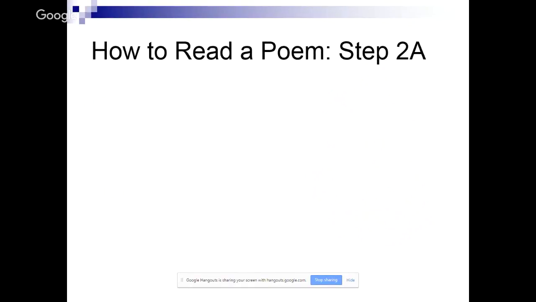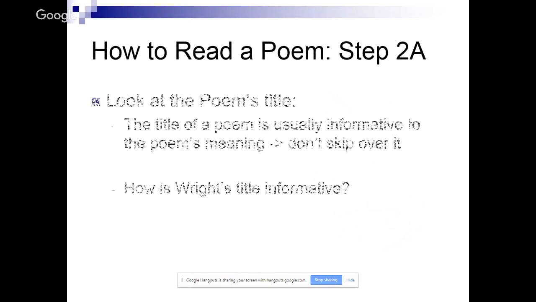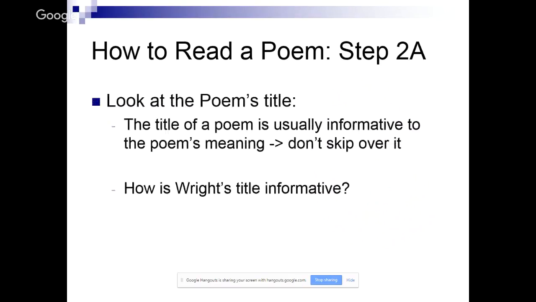So what's the first part of this process of looking at the poem's organization and meaning? Look at the poem's title, especially in poetry. The poem's title is going to be informative. Sometimes the entire meaning of the poem is reliant on knowing that title. Some poems, like Shakespeare's sonnets, for example, do not have titles. But in most modern poetry, you're going to have a title. So how is Wright's title informative here?